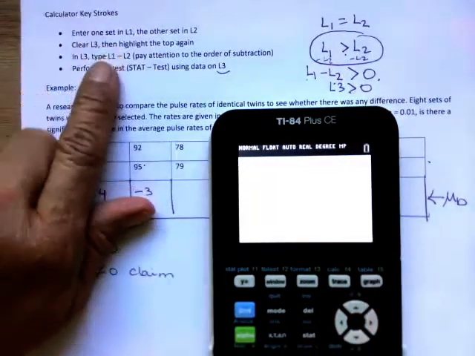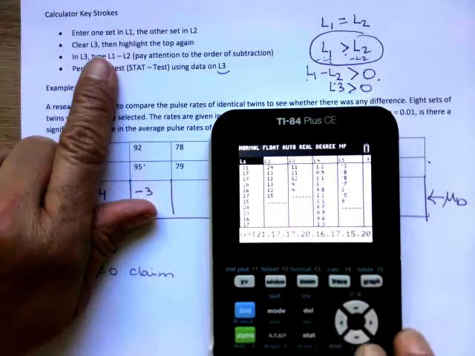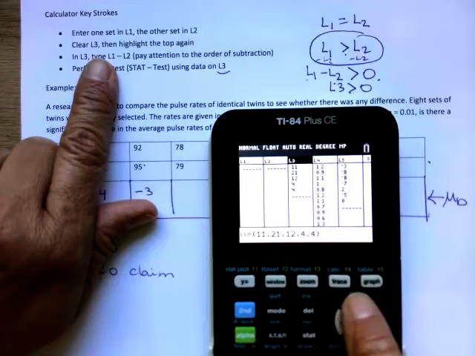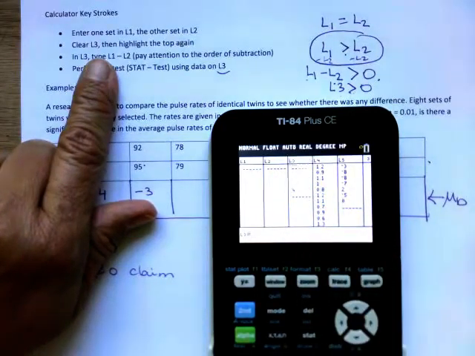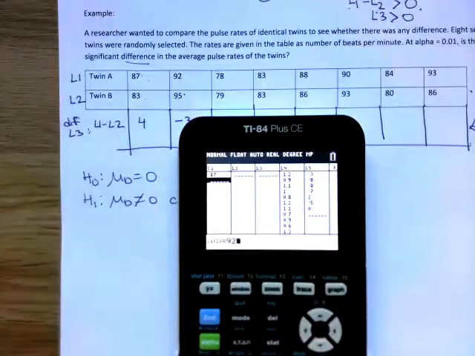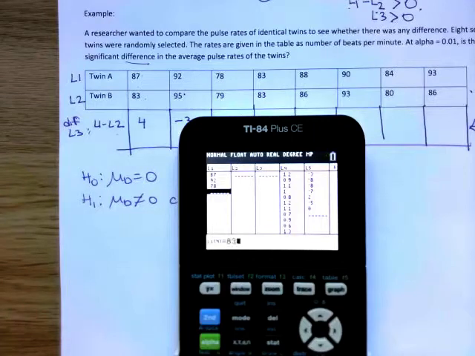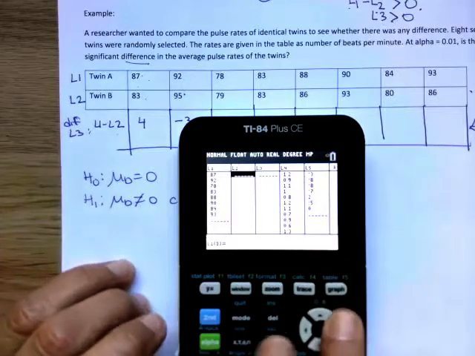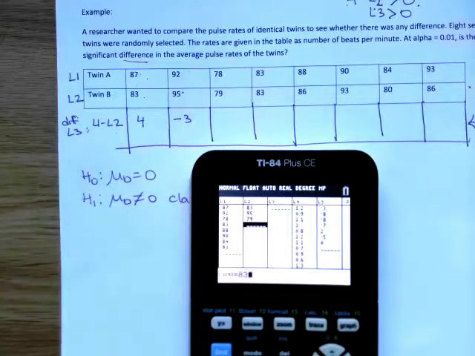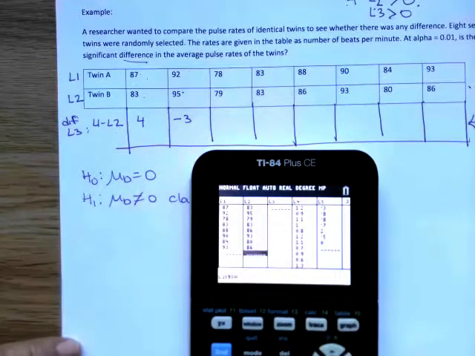So we need to go to our stat and edit some lists. So we'll clear out L1 and L2, and so arrow over, arrow up, so I'm highlighted on top, clear and enter. L1 gets twin A. And L2 gets twin B, right across from each other. And so now here's the next step.